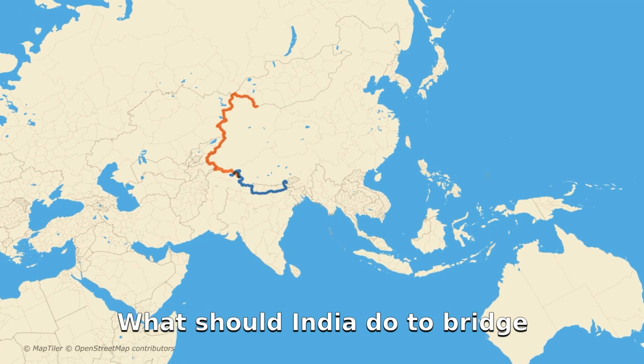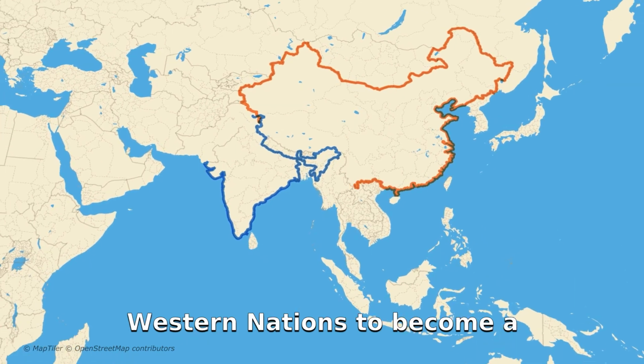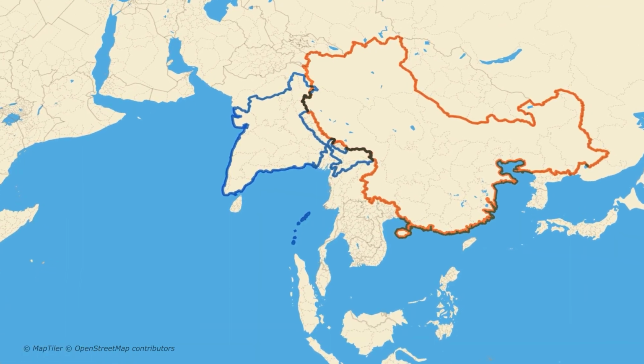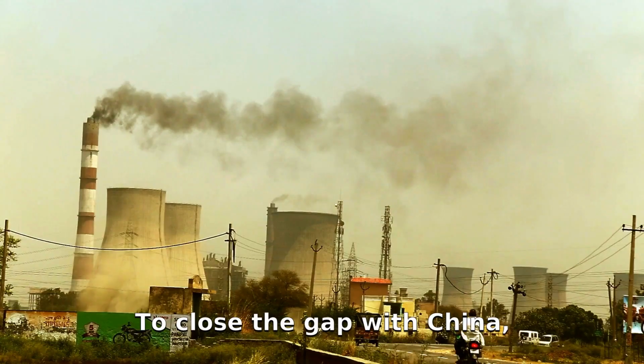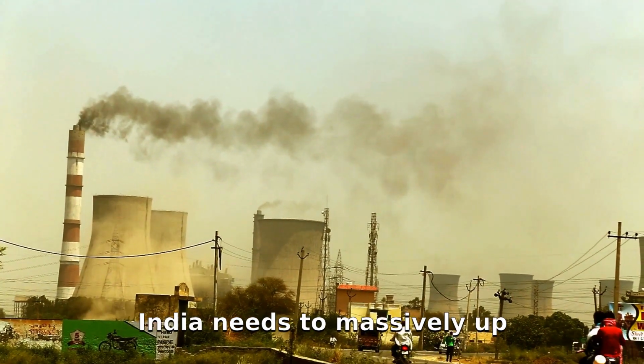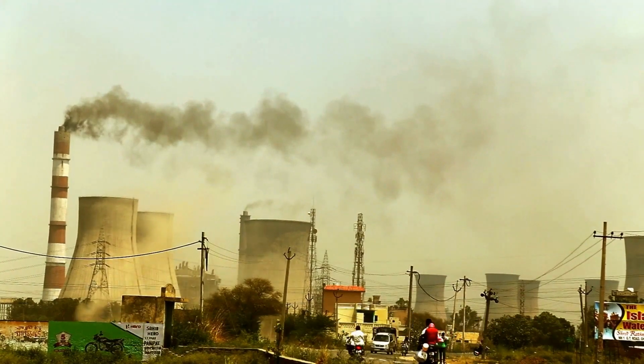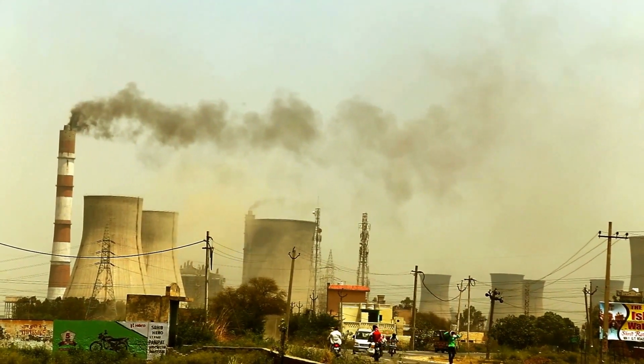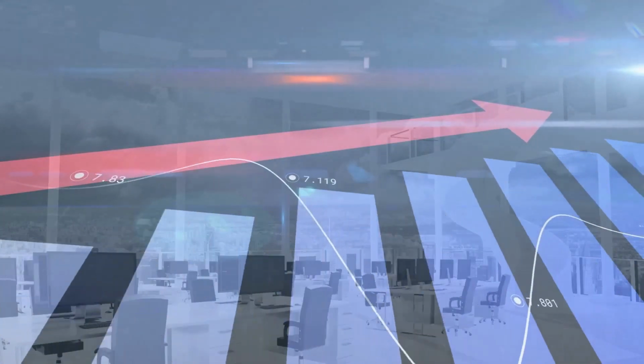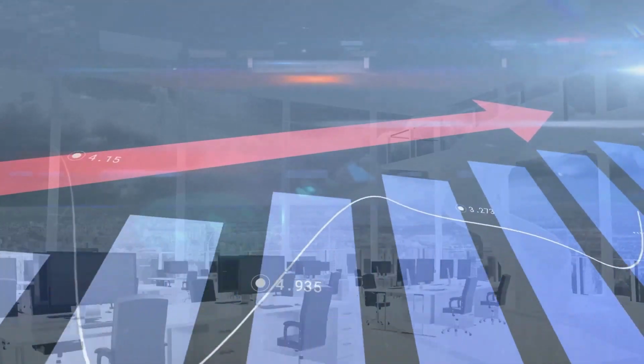What should India do to bridge the gap with China and other Western nations to become a developed nation? To close the gap with China, India needs to massively up the pace of how much it invests in new capital each year. That means it needs to increase the size of its net domestic investment.